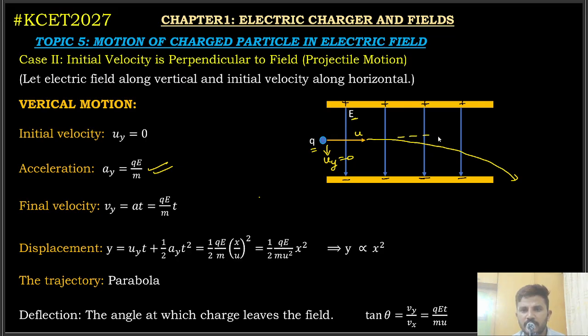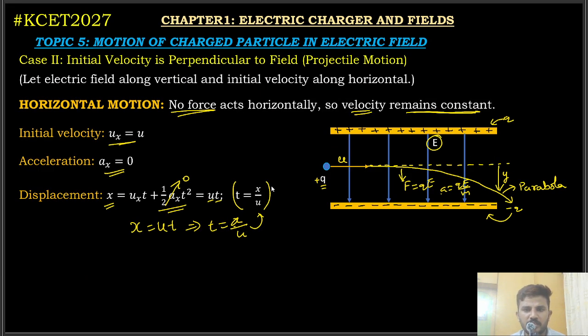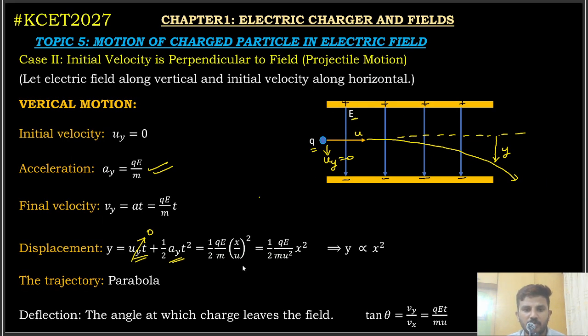So in the direction of the y-axis, if we take the x-axis like this, it has got displaced by y. That is given by ut plus half at square along the y-axis. Since u along y-axis is 0, it is half times the acceleration qE by m times t square. What about time? Whatever time it takes to travel along the x-axis, the same time it takes to travel along the y-axis also. So time will be x by u and acceleration is qE by m.